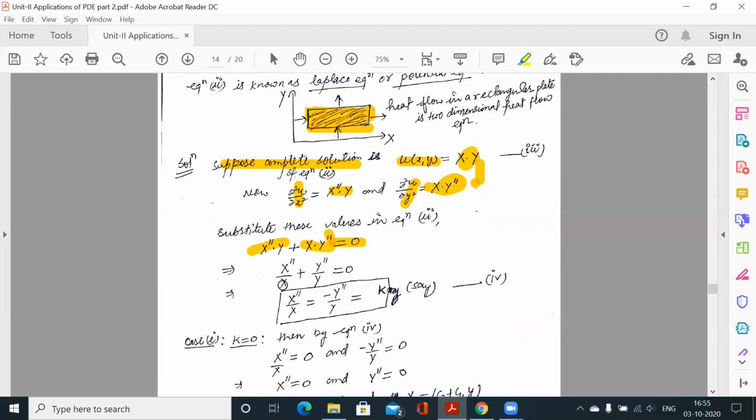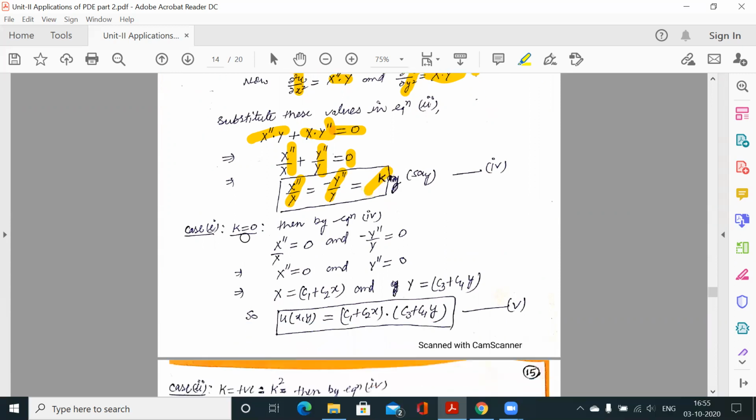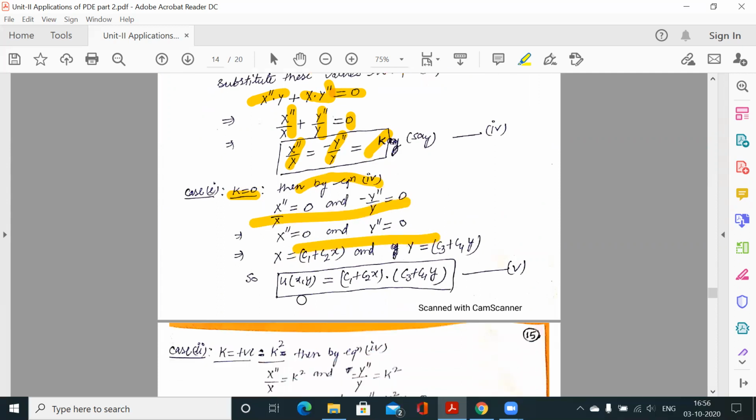Now making the separation: X double dash over X plus Y double dash over Y is equal to 0. That means X double dash over X is equal to minus Y double dash over Y. So this is in terms of x, this is in terms of y, and this is possible only when these are equal to a constant k. So now we will discuss k. Either k is 0. You know the same process is there, how to solve this.